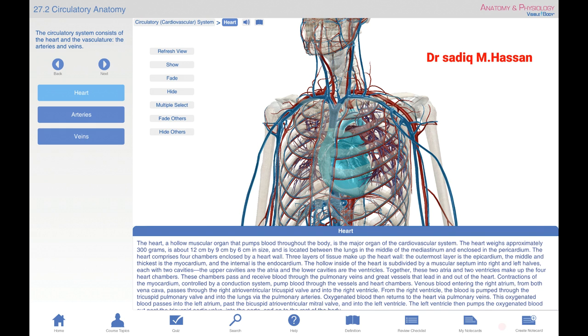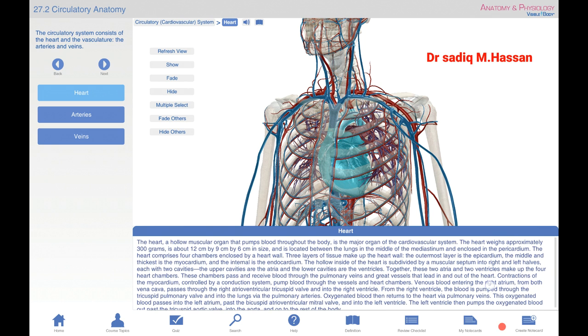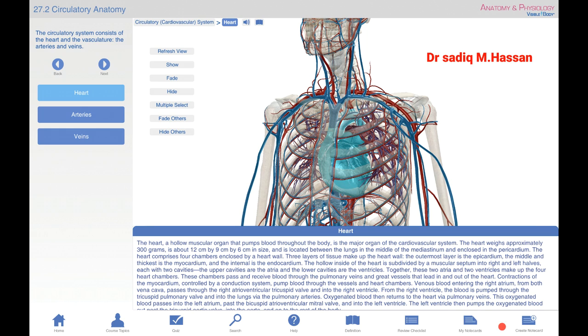According to the position of the heart, the mediastinum is divided into several parts. The heart lies in the middle mediastinum. Let us not discuss that now, but let us continue with what the heart is about. It weighs approximately 300 grams, and the heart comprises four chambers enclosed by a heart wall. Three layers of tissue make up the heart wall.